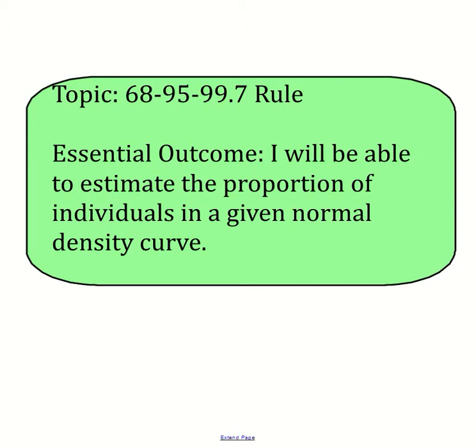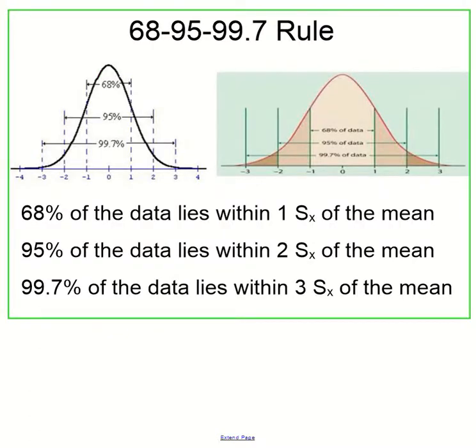This is lesson 4 of chapter 3 of probability and statistics. Our topic today is the 68, 95, 99.7 rule. Our central outcome today is that you will be able to estimate the proportion of individuals in a given normal density curve. Okay, so here we have our density curve.